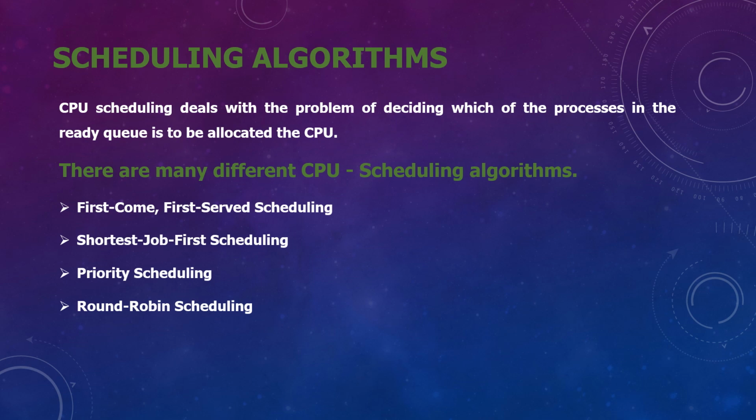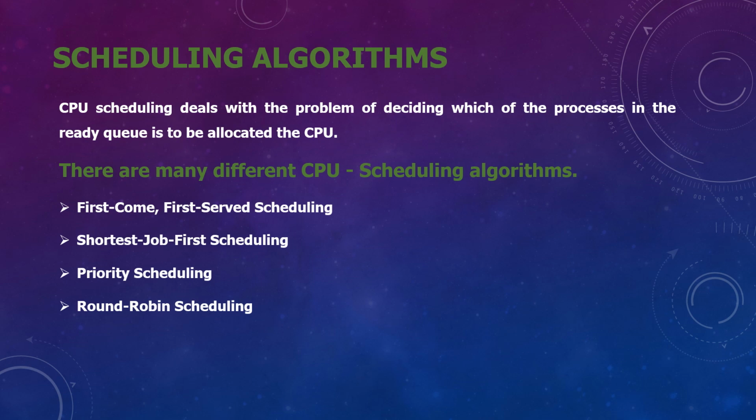The CPU scheduling deals with the problem of deciding which of the processes in the ready queue is to be allocated the CPU. This is the common definition for CPU scheduling algorithm. It deals with the problem of which of the processes kept waiting in the ready queue would go to the CPU first for execution.